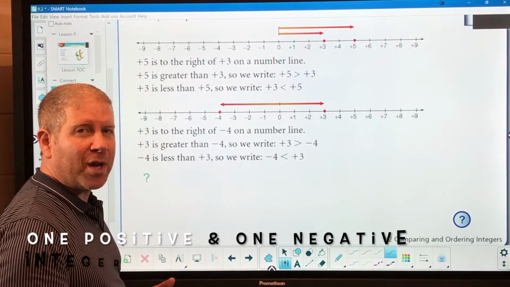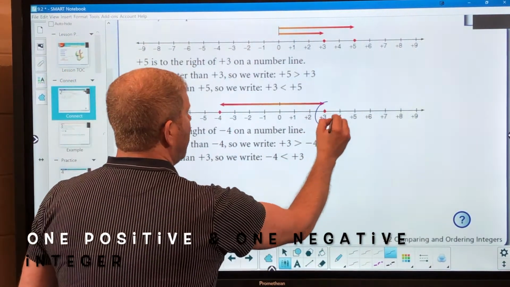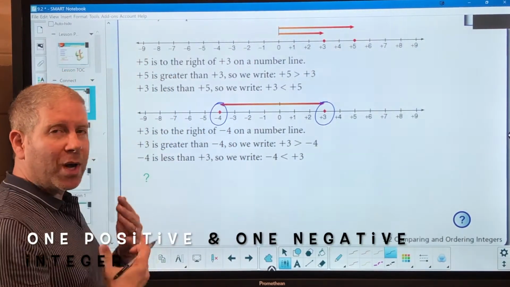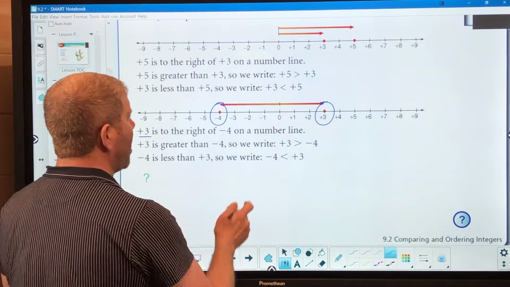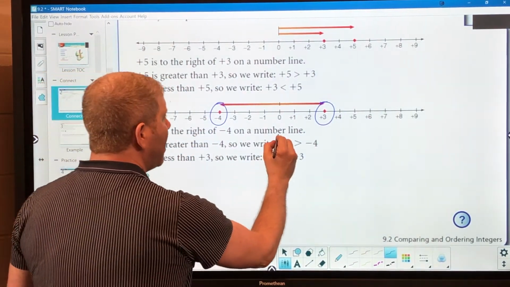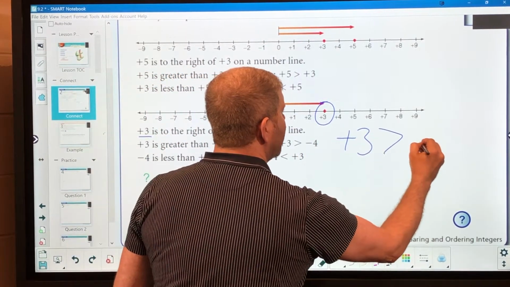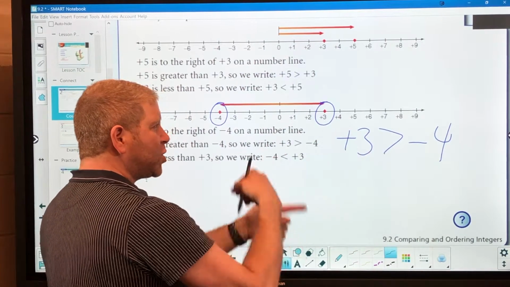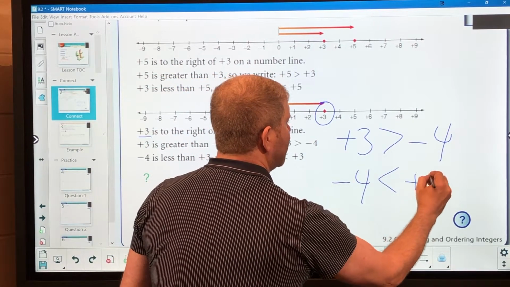So here's an example where we have one positive integer and one negative integer. We have positive 3 and negative 4, and we're comparing them. Because positive 3 is to the right on the number line of negative 4, we know that positive 3 is greater than negative 4, and we write it like this. I'm going to write it nice and big. Positive 3 is greater than negative 4. But we can switch it around and say that negative 4 is smaller than positive 3.